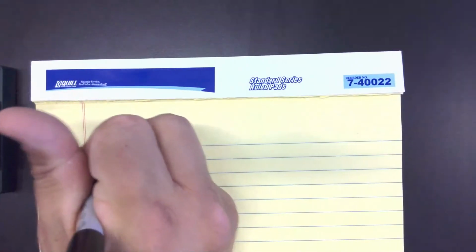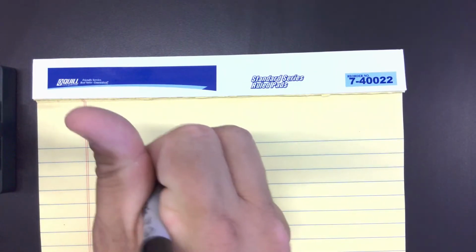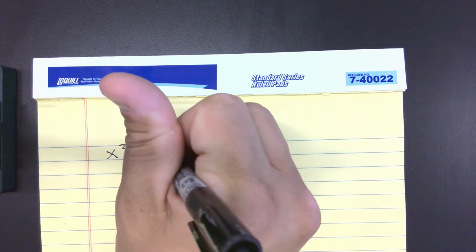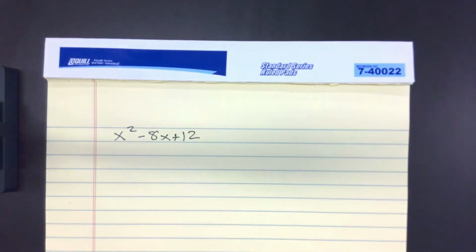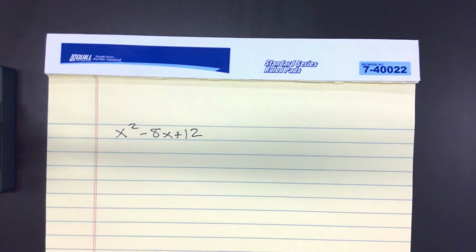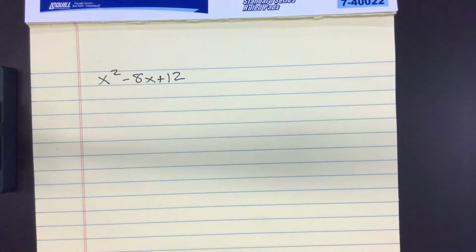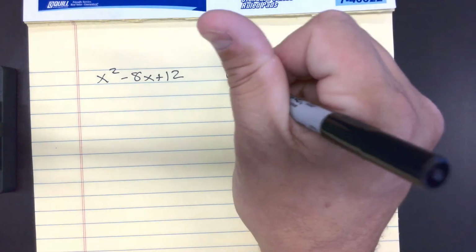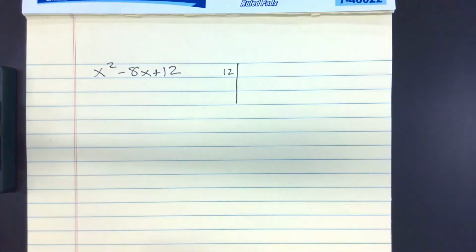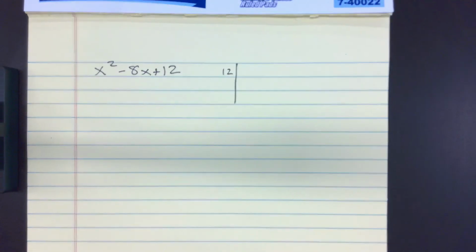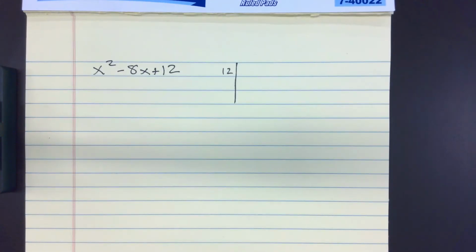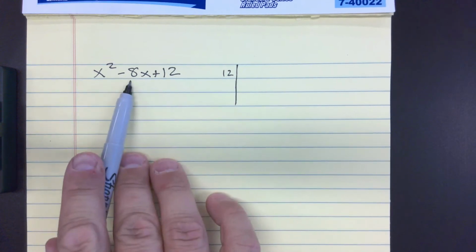So let's start playing with negatives. Everything's okay. Trust me, it's not any harder. Just believe me. All right, x squared minus 8x plus 12. We grab c. We put it over here to the side. We need two numbers that multiply together to be positive 12 and add together to be negative 8.